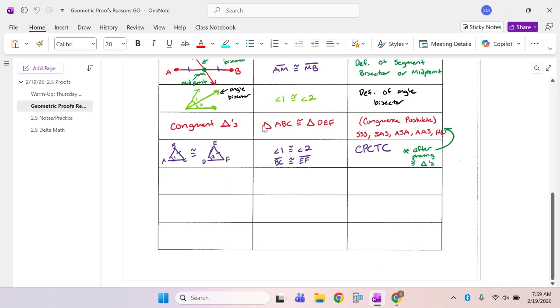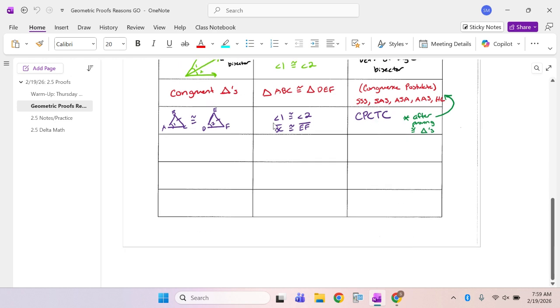And then, of course, we have our lovely congruent triangle postulates, which you guys took a test on yesterday. So proving triangles are congruent, and they can be any of these postulates: side-side-side, side-angle-side, angle-side-angle, angle-angle-side, and hypotenuse-leg. And then, of course, once we prove congruent triangles, whatever sides or angles we're proving congruent, we can say that they're congruent by CPCTC, which just stands for congruent parts of congruent triangles are congruent.